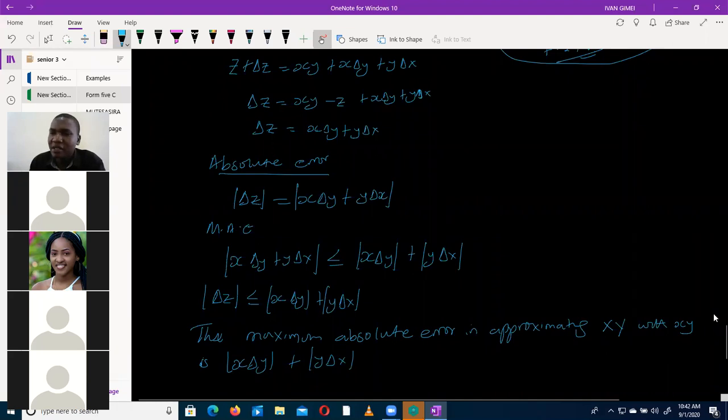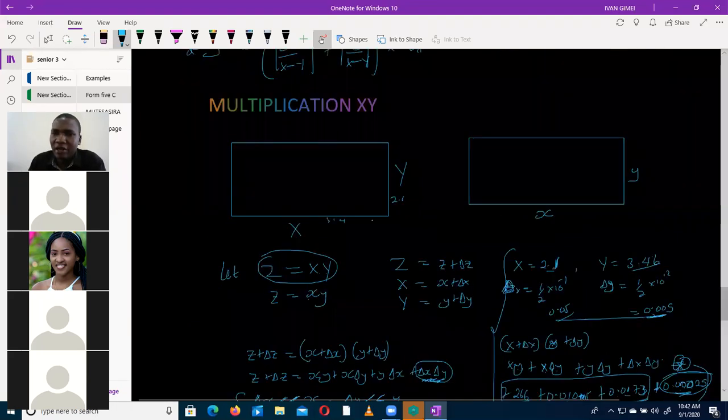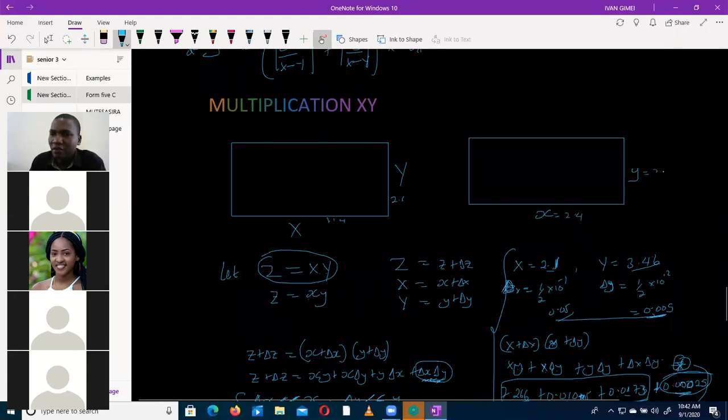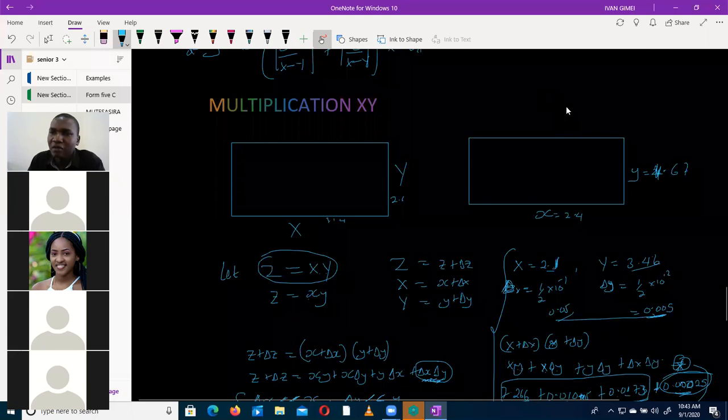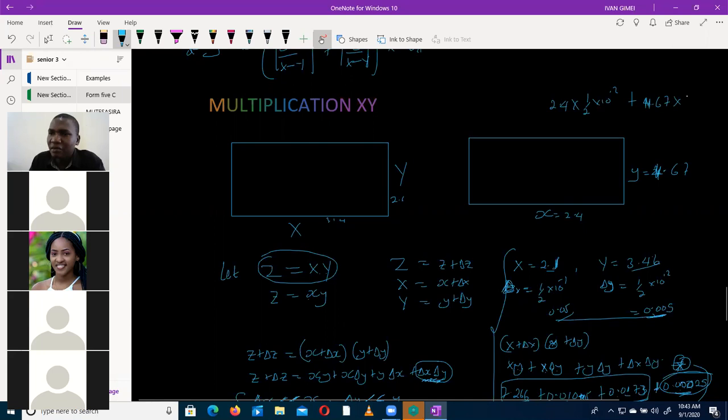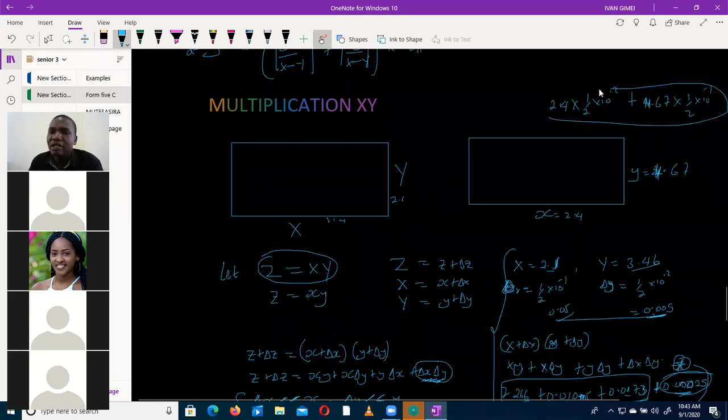So if, let's say, the approximate value of the area is 2.4, maybe 3.2, and this is 1.67, and they want me to find the error made in the area due to the approximation of the length and width, I'll simply say 2.4 times the error made in y, which will be a half times 10 power negative 2, then plus 1.67 times the error made in the length, which will be a half times 10 power negative 1. And that gives me the error made in the area due to the error made in the length and width. That's how we find it.